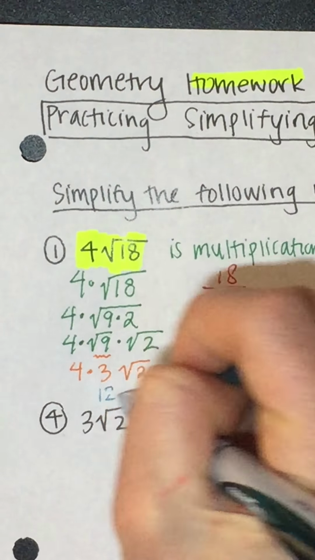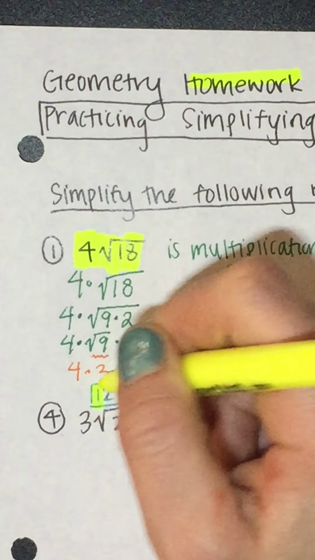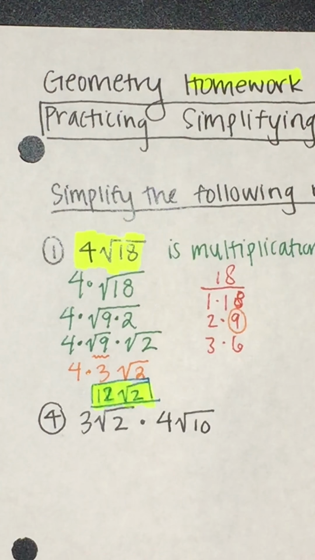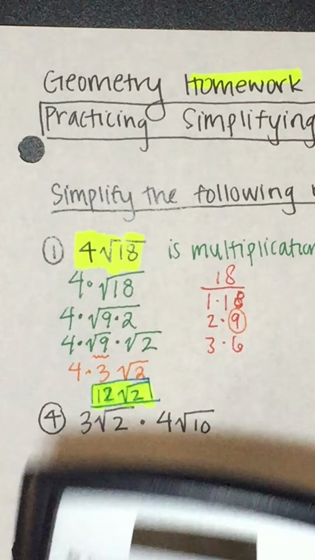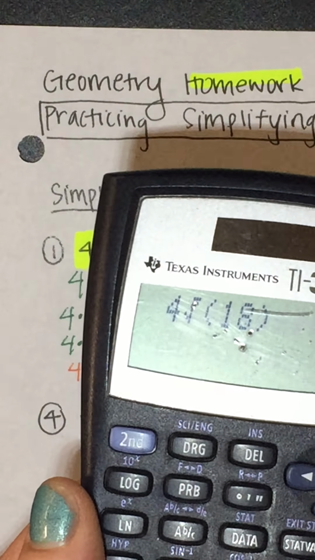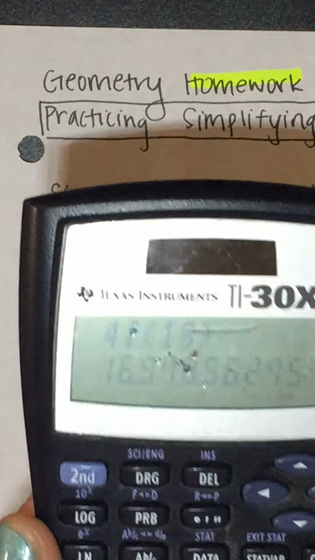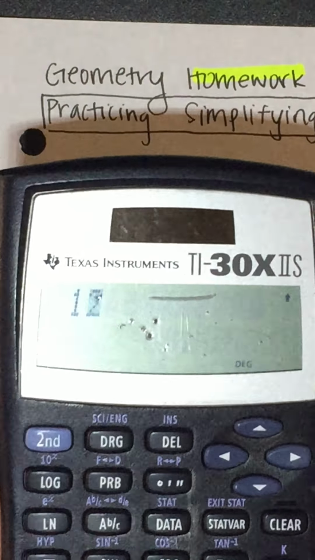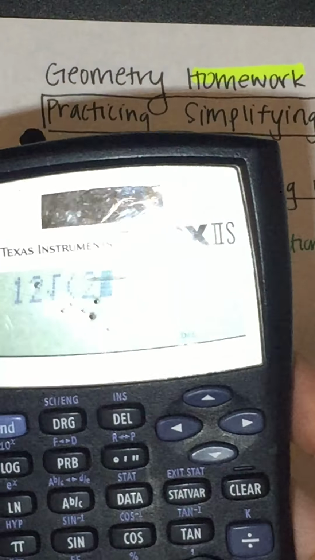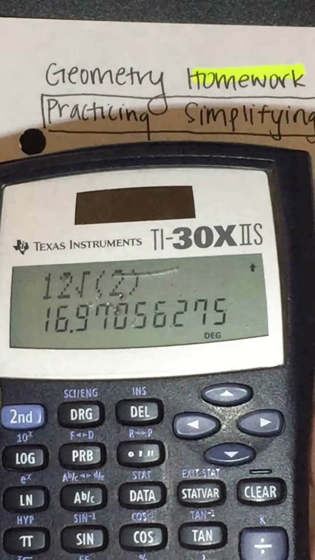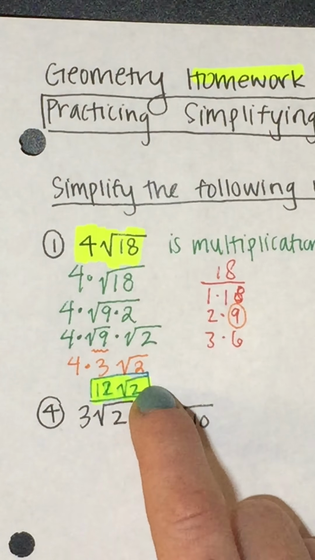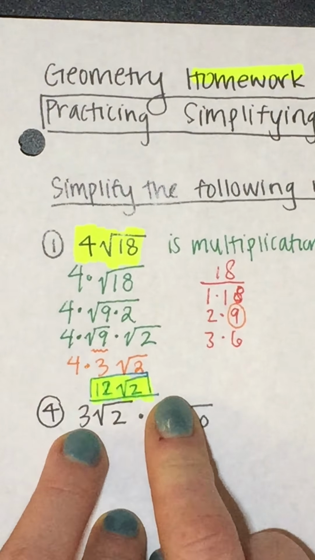And if you wanted to check, it's always a good idea to see if what you're starting with and the simplified version are actually equivalent. You do that with a calculator. So 4 times the square root of 18 is equal to 16.97. That's what we started with. And then we got 12 times the square root of 2, which is the same thing. So we're good to go. Okay, so that's reviewing that one.